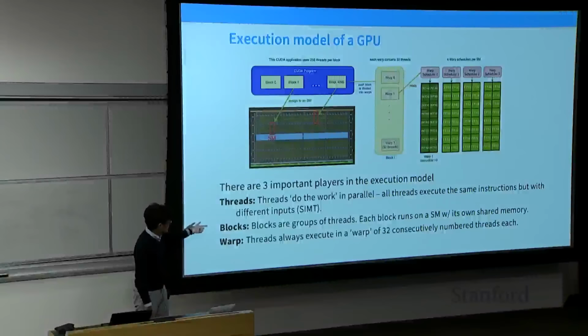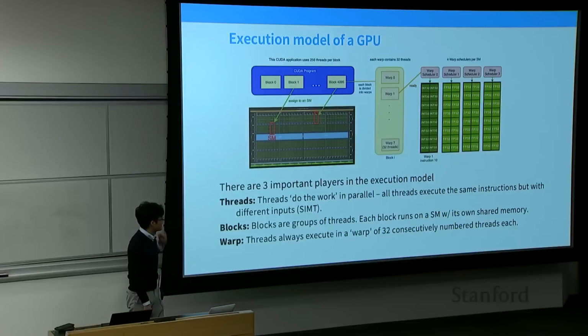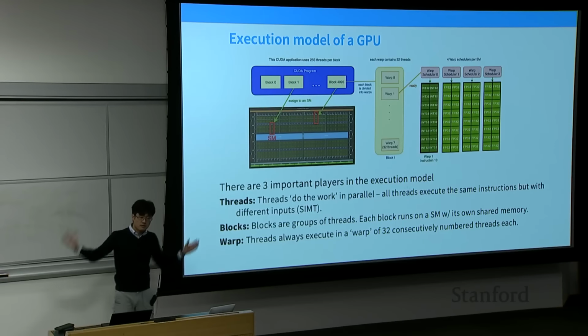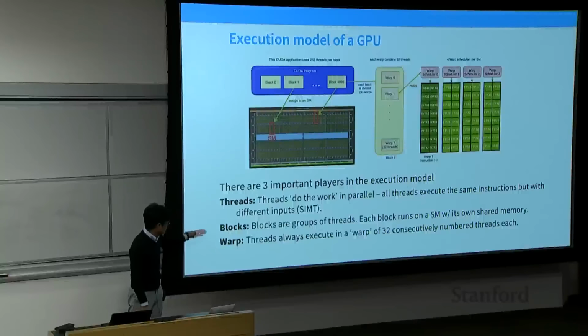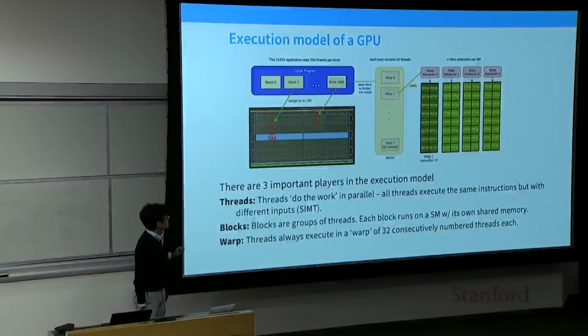Now, within these blocks are a whole bunch of threads. Each thread is a piece of task that needs to be done. And when these threads execute, they're going to execute in groups. And this is a thing called a warp, right? So you take a block, which is a collection of threads, and you're going to take threads from that block, and they're going to execute in groups of 32 consecutively numbered threads each time. And that's called warps.